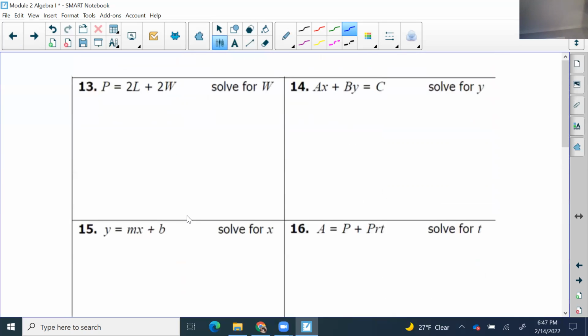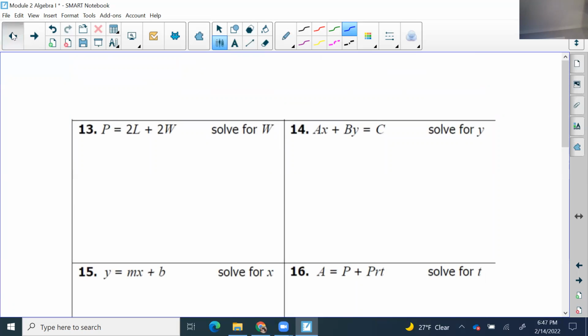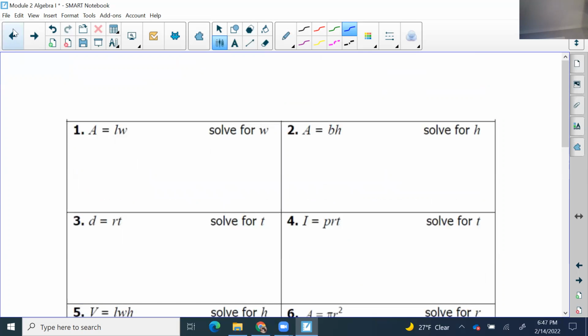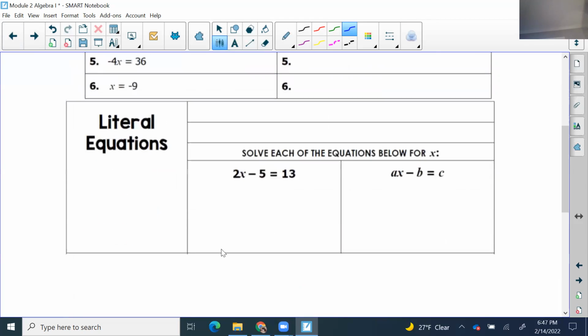So, all right, next time we will finish up these next two proofs if you haven't already done so, and then we'll start on literal equations, which is challenging but not impossible.